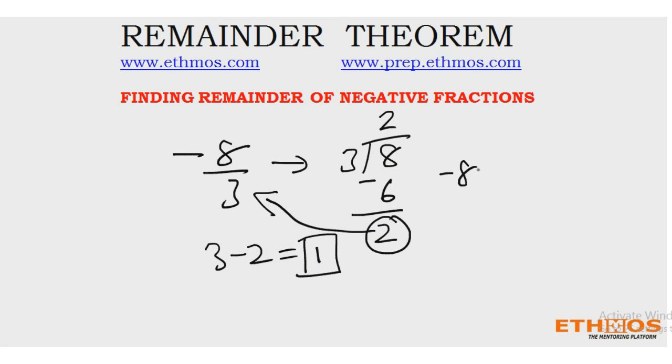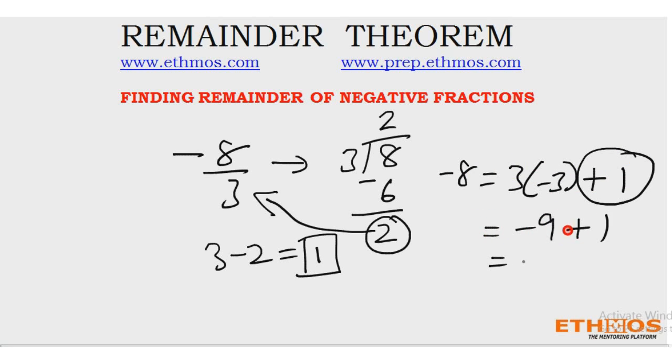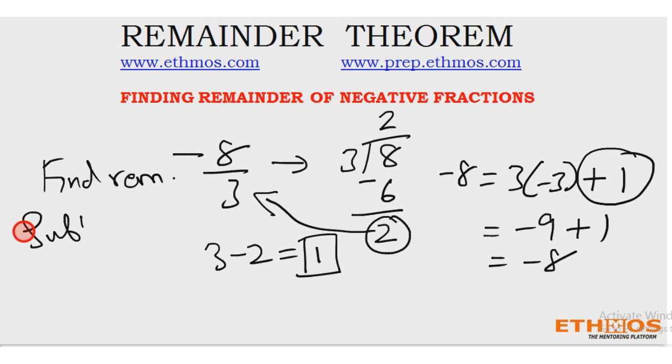How? See, minus 8 will be nothing but 3 into minus 3 plus 1. So 1 is the remainder, right? It will be minus 9 plus 1 is equal to minus 8. So it's a very simple concept. Find the regular remainder, and in the next step subtract it from the denominator. So this is how we find the remainder of negative fractions.